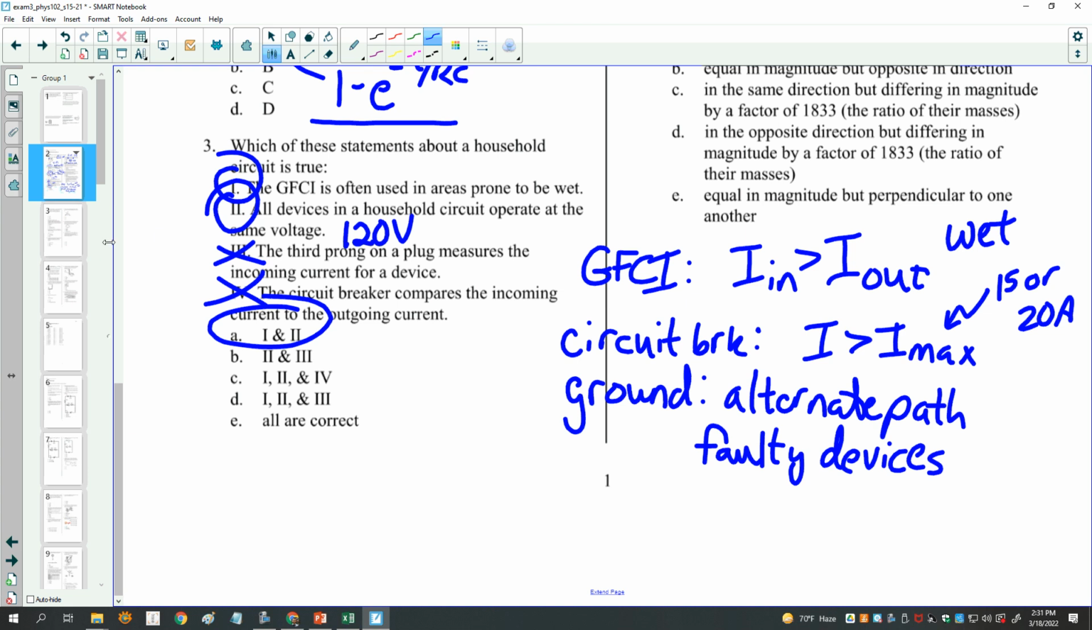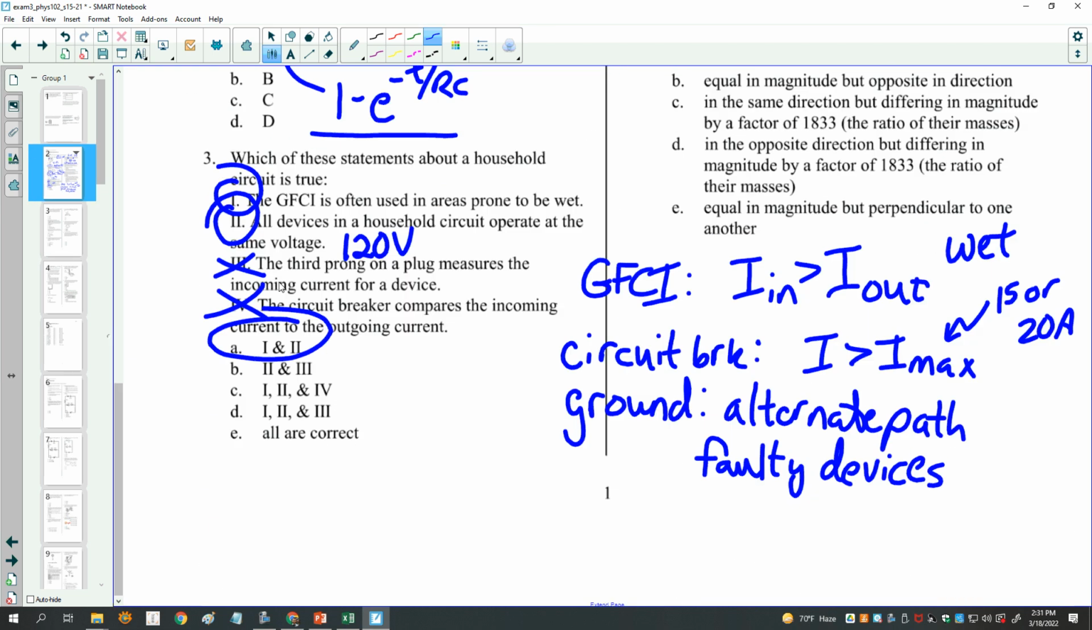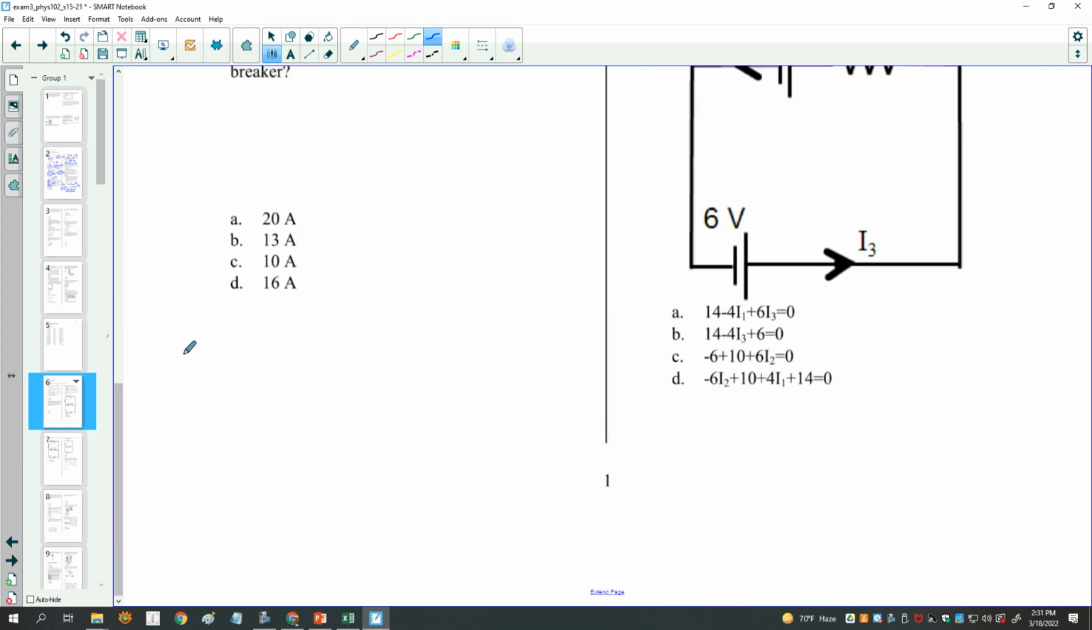Let's look at some different ones. So that's sort of the types of questions that you'll see for the RC circuit. Actually, no, let's do another RC circuit, by the way.